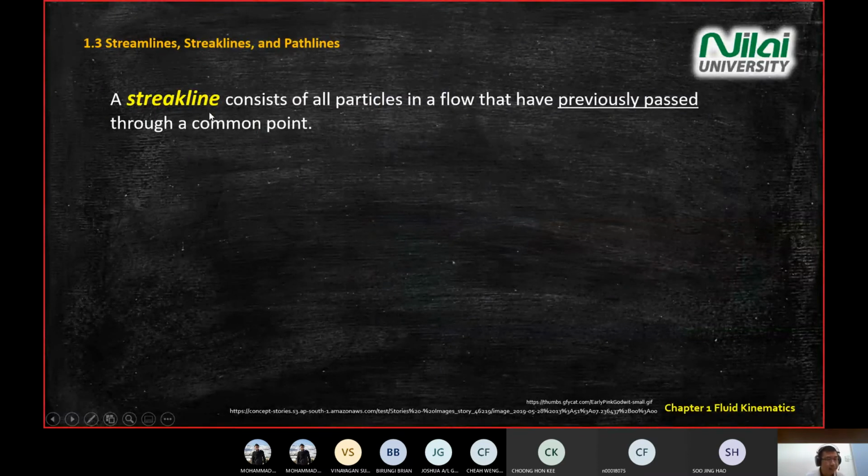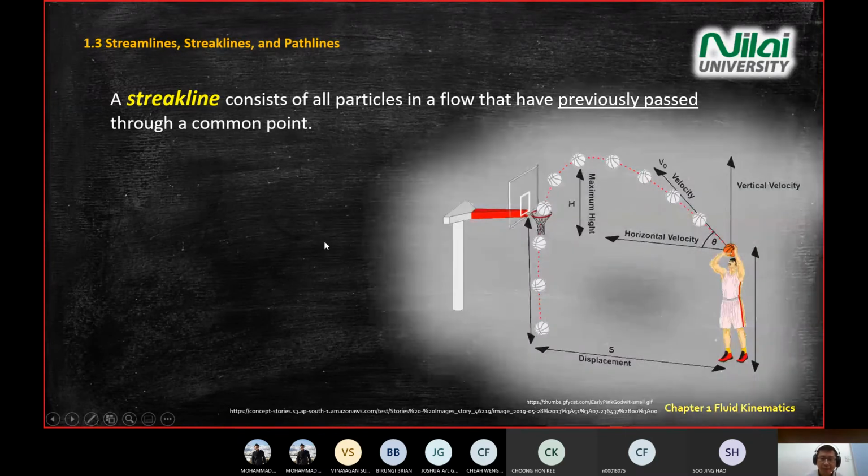A streakline consists of all the particles that previously passed through a common point. Now, what does it mean? If you play basketball and you throw a basketball and use a camera to capture at each time, for example T0, T1, T2, T3, every second you snap one time, you will see the images overlapping on your photo.